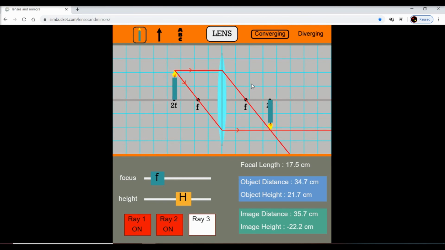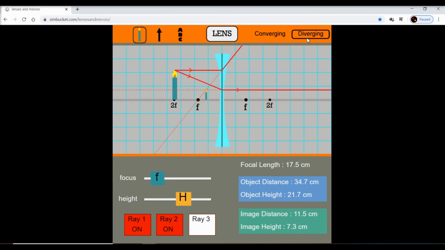Let us switch to a concave lens now. Just like a convex lens, you can play with the first, second and third ray and understand the nature of image formed.